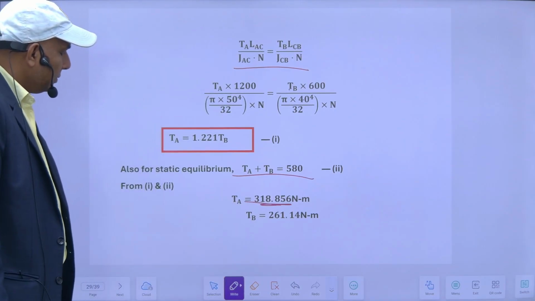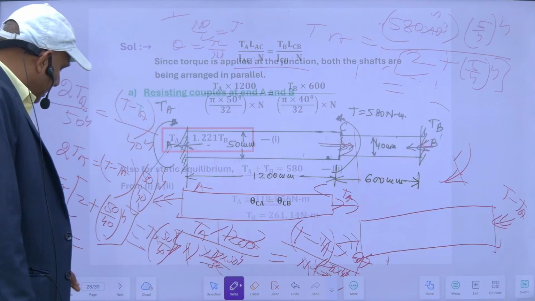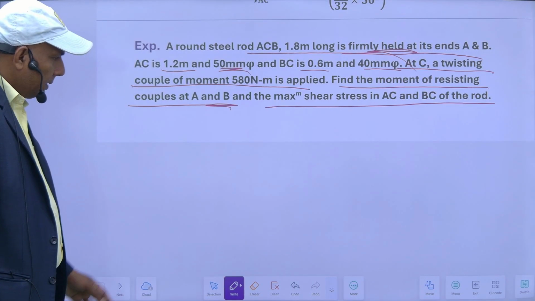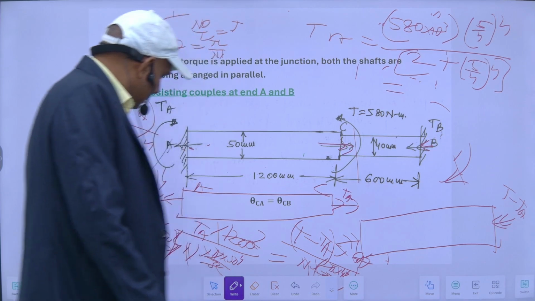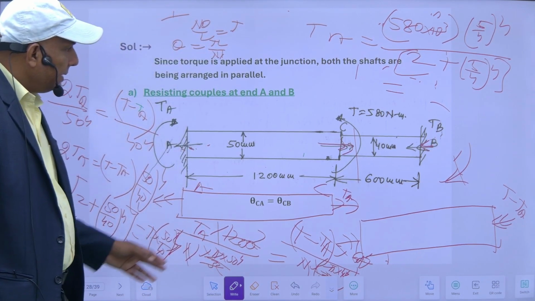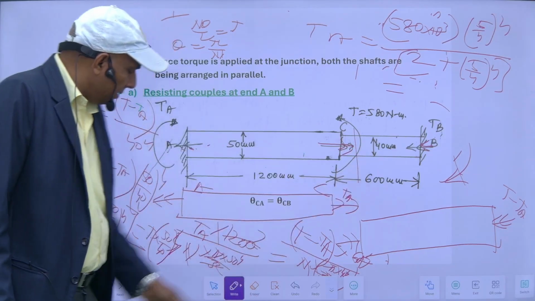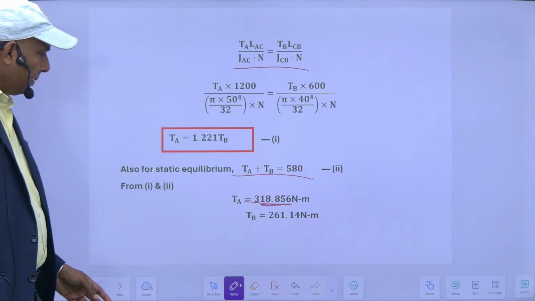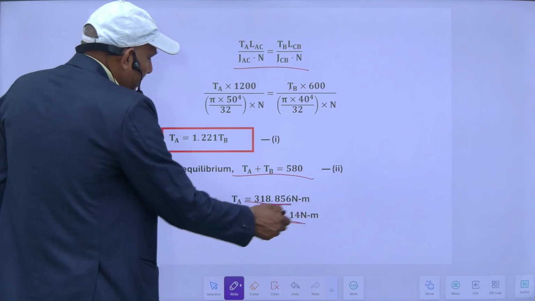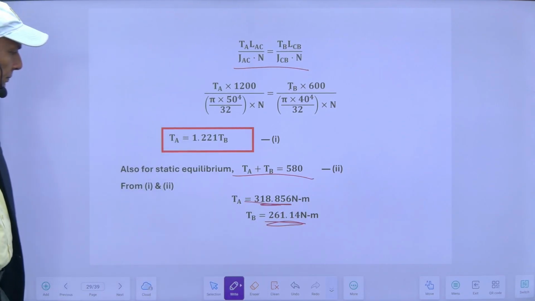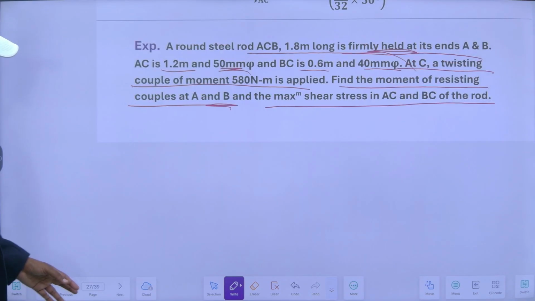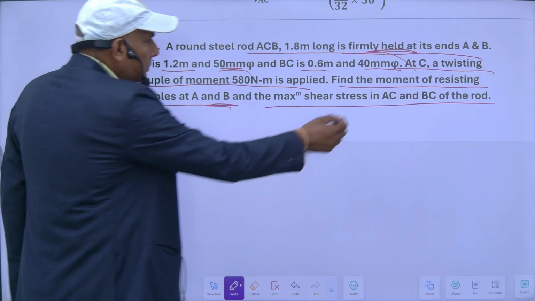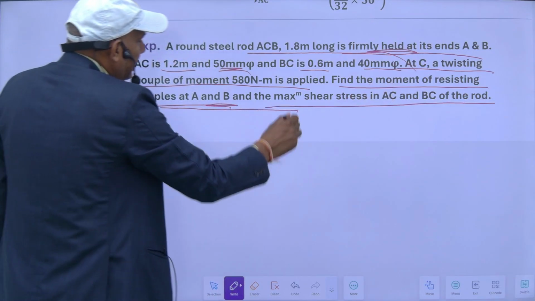So TA is equal to this one, and TB is equal to T minus TA. So T minus TA means T is 580 minus TA, that will be this here. So this is the torque of this one and this one. So this is the respective torque of the two portions. So this is the moment of resisting couple at A and B that I have calculated.